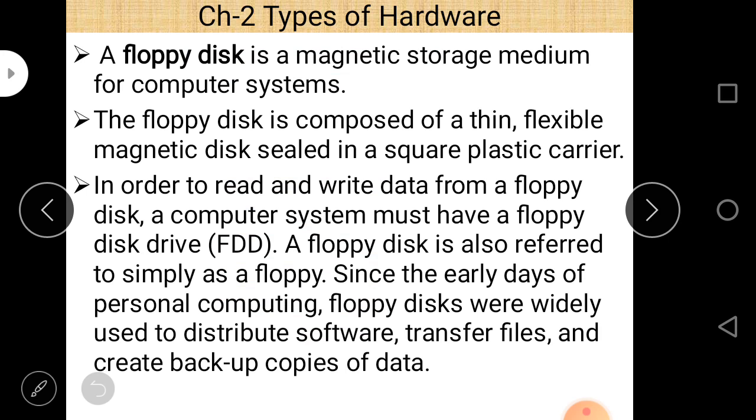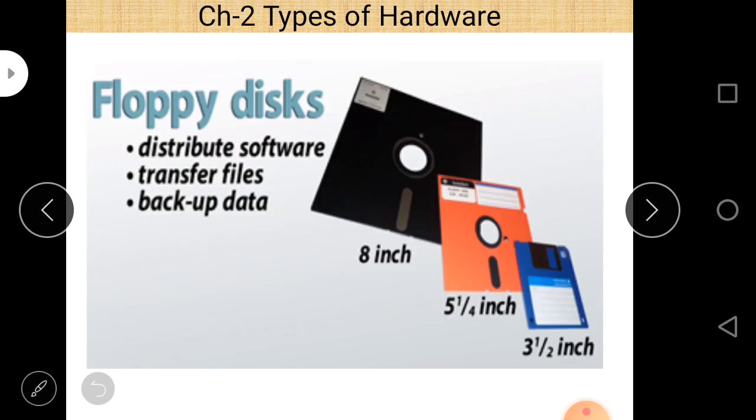A floppy disk is also referred to simply as a floppy, since the early days of personal computing. Floppy disks are widely used to distribute software, transfer files, and create backup copies of data. And we can see that there are three different types of floppies here, basically used to distribute software, transfer files, and back up data.